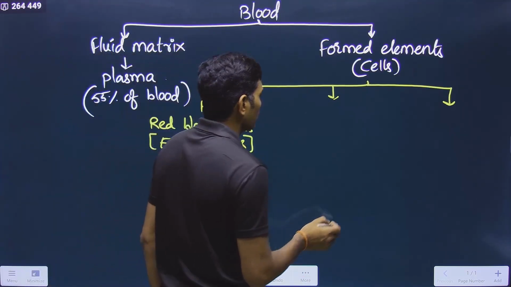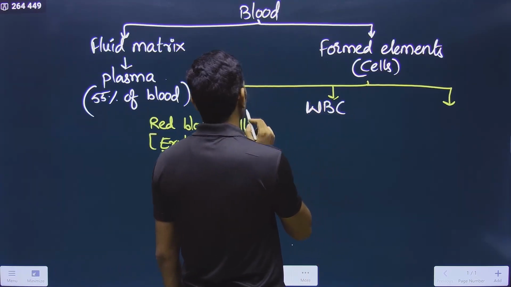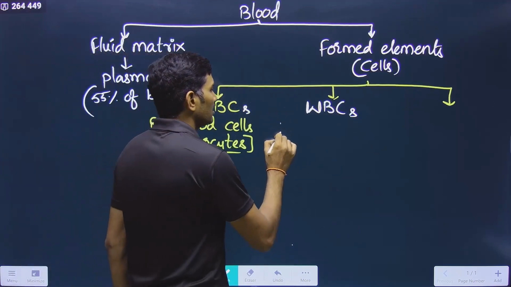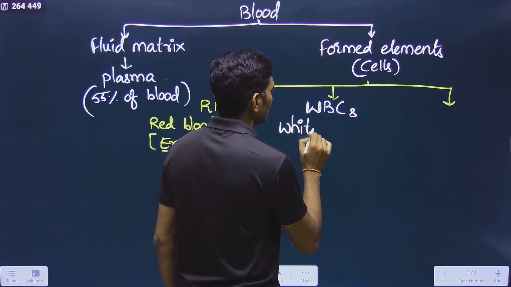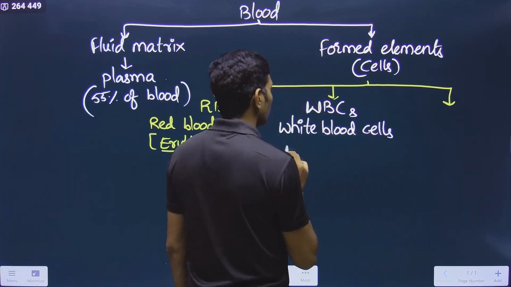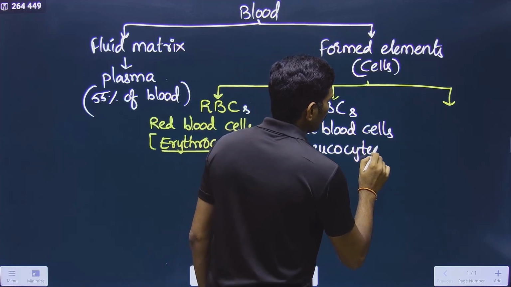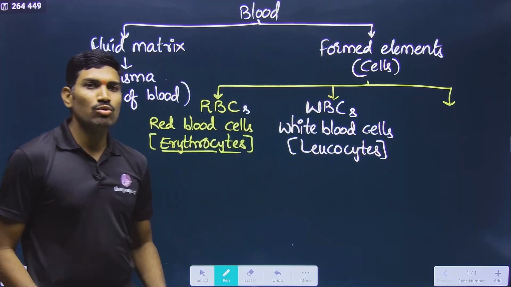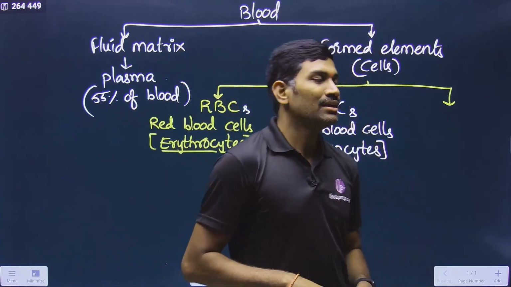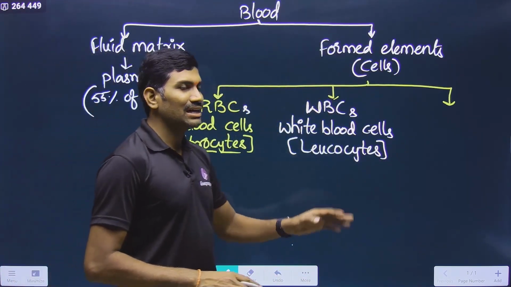The next type are called WBCs. Plural I am writing, small s. What are these WBCs? They are white blood cells. These are also called leukocytes. The term leuco means colorless. They do not have any color. That's why we say white blood cells, but actually they are colorless.